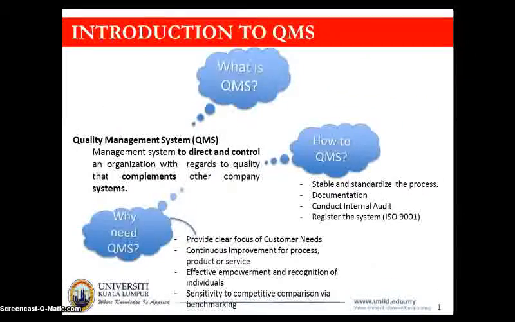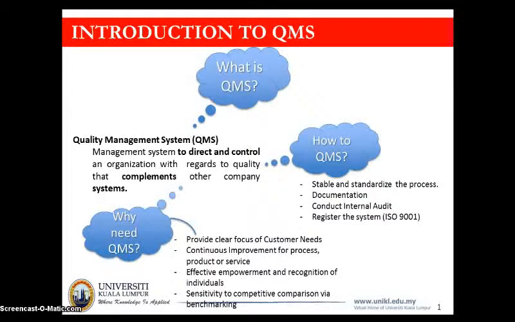Okay, now let's move on to QMS. So what is QMS? QMS can be defined as a management system to direct and control an organization with regards to quality that complements other company systems, meaning that it is a system to provide direction to the organization in satisfying its customers, and in ensuring that the system being developed can be matched with other systems.